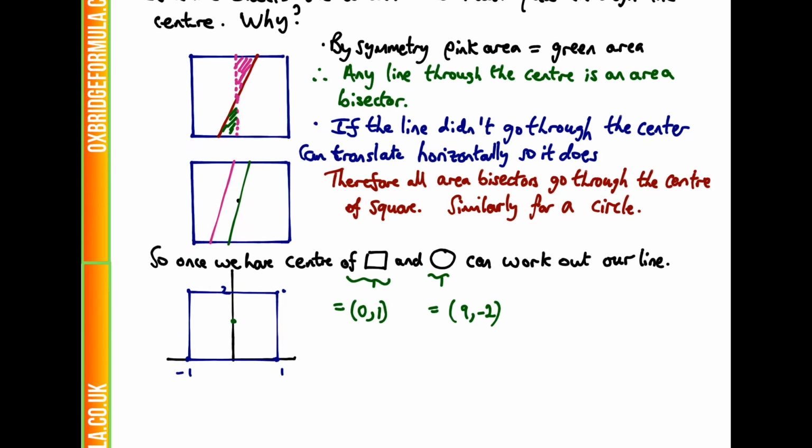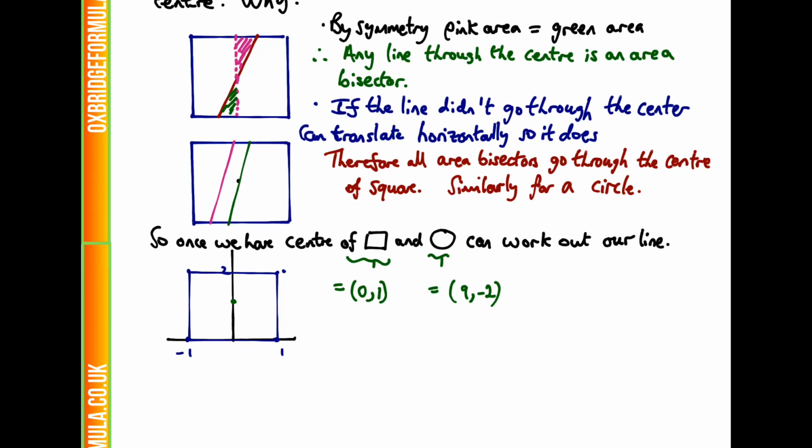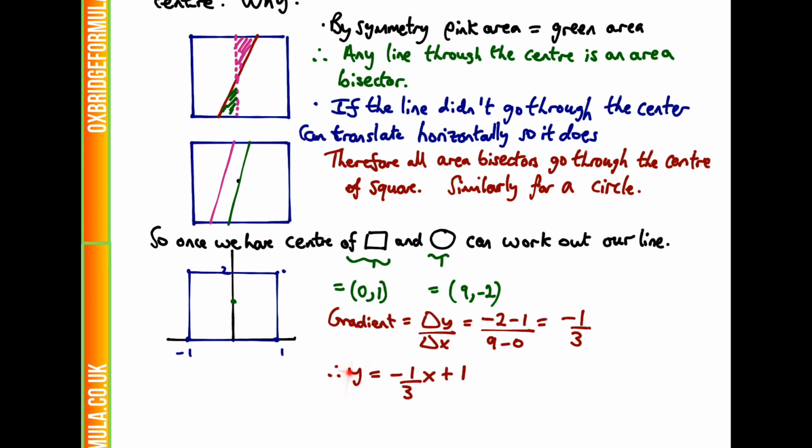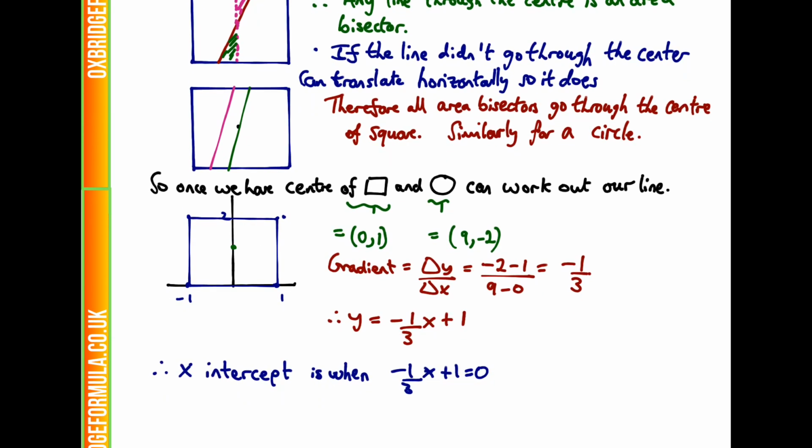So now let's work out the equation of our line. The gradient is going to be change in y over change in x. It's going to be (−2 − 1) over (9 − 0), which gives us −1/3. Because y = mx + c, the c is our y-intercept, which is precisely going to be 1. So the equation of our line is y = −x/3 + 1. And now we want the x-intercept, which is precisely when this is equal to 0, i.e. x is 3, and so our answer is B.